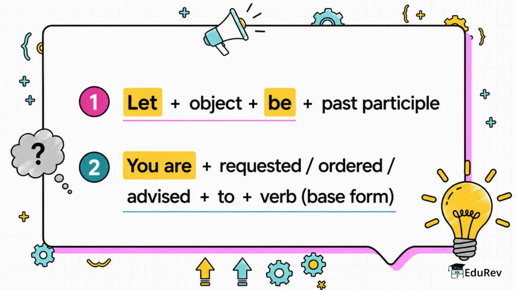I actually really love imperative sentences. Commands, requests, or pieces of advice. When I need to change these into passive voice, I rely entirely on two favorite formulas. The first is starting the sentence with let, followed by the object, then be, and the past participle. The second is the you are requested, ordered, or advised to format.